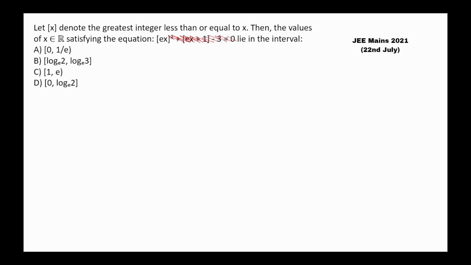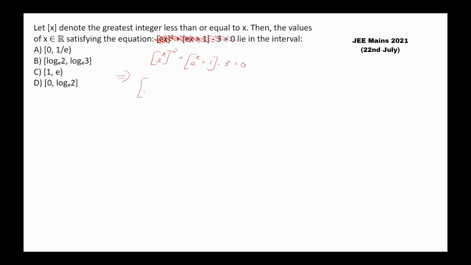This equation wouldn't be in this format. This equation is basically e to the power x whole square plus e to the power x plus 1 minus 3 is equals to 0. So it is not ex, it is e to the power x. So we have to find out at what values our x is lying basically. So first of all, what we'll do is, since we know any integer value which is inside greatest integer function can be taken outside. So let us simply take it outside.